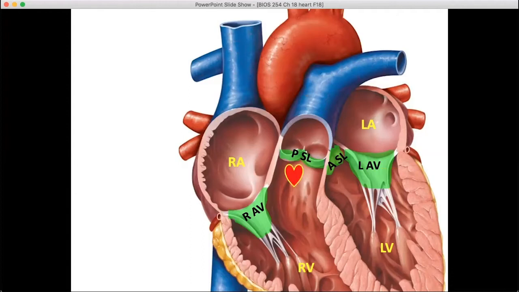The second type of valve is called a semilunar valve, and there are two of those. The pulmonary semilunar valve will be between the right ventricle and the pulmonary trunk artery, which is part of the pulmonary circuit. And the aortic semilunar valve will be between the left ventricle and the aorta, which is the main artery in your systemic circuit.